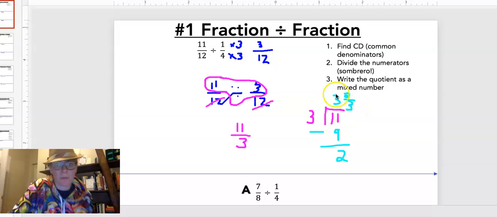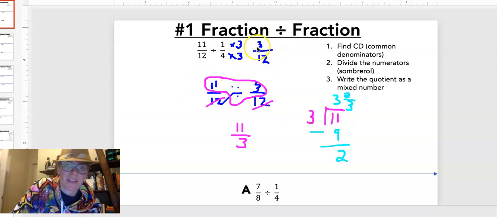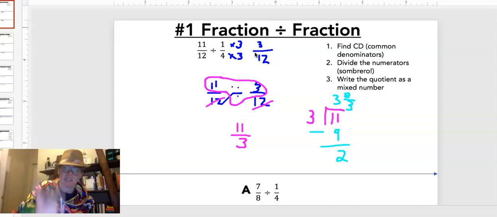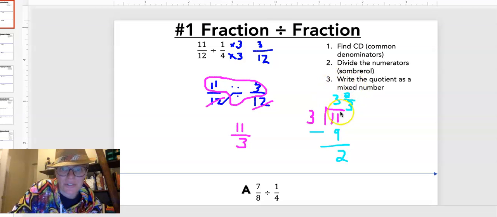I can actually check my work. 3 times 3 is 9, plus 2 more makes 11. So what we can think about is it's kind of like counting by 3/12. 3/12, 6/12, 9/12, that'd be 3 groups of 3/12. And then 2 more would be 10, 11, 12. So my correct answer is 3 and 2/3.